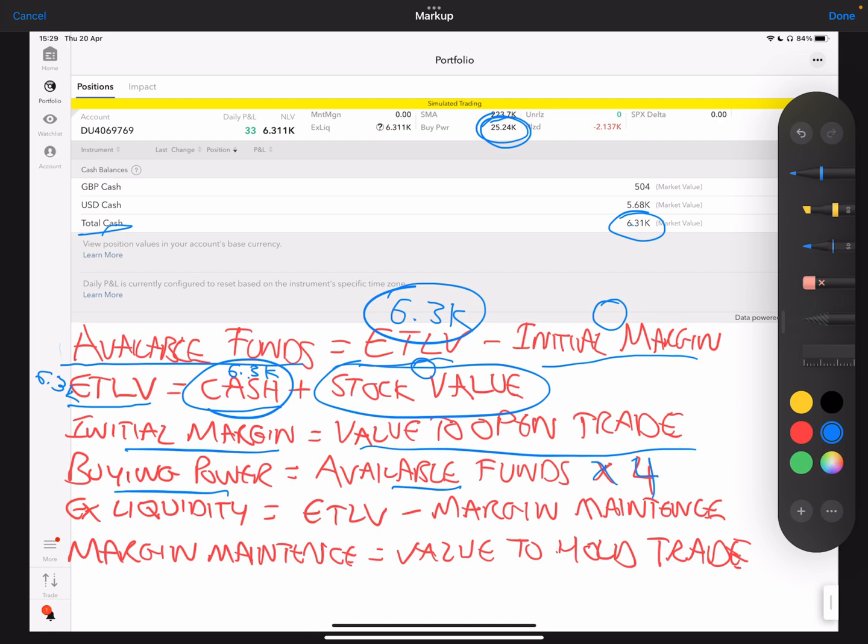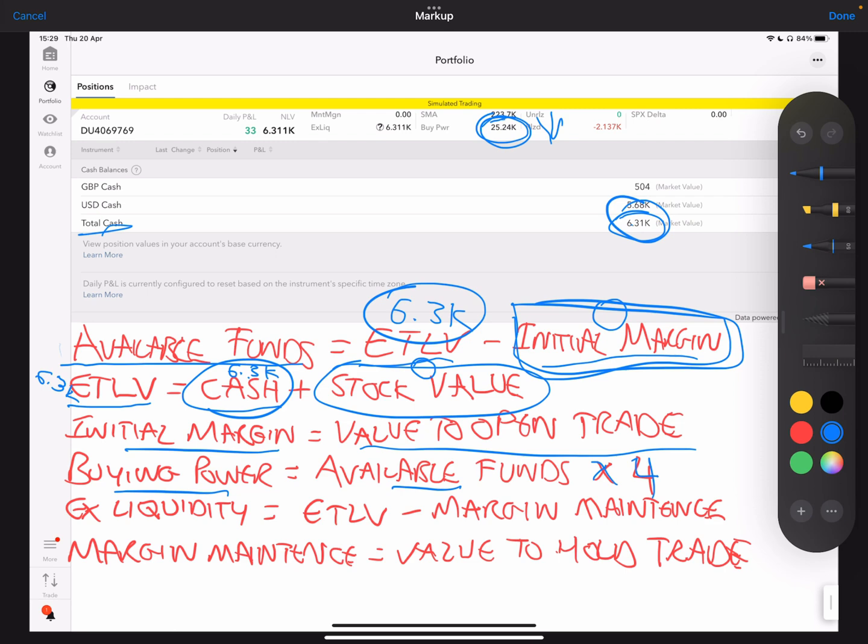So every time you open a new position or an option position, you will be required to put up a bit of initial margin. So as you open positions, your buying power will go down. Now, for a cash account, your buying power is basically your total cash.